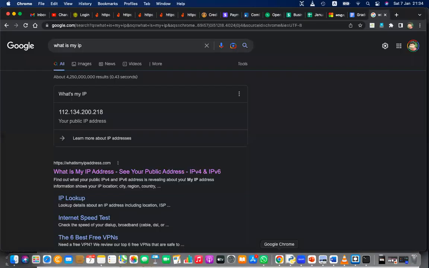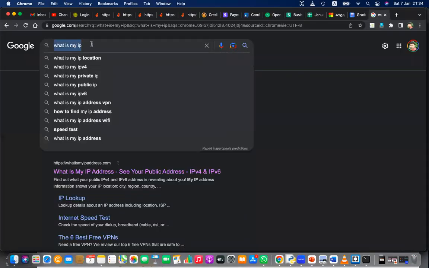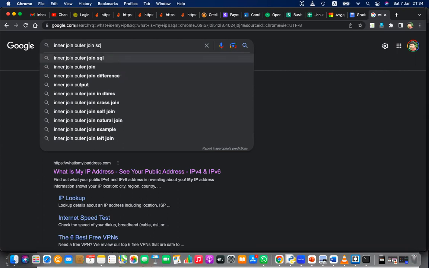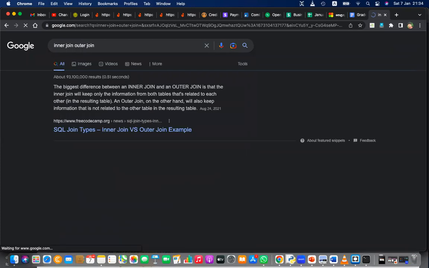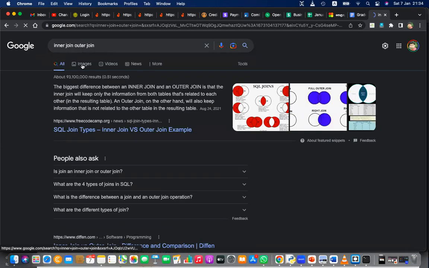What are they? Let me show that using a graphic. You can understand this easily. Inner join basically gives priority to the first table. The matching columns from the second table will be taken and put there. Let's see, inner join, outer join. So what's the difference between inner join and outer join? Here, see.